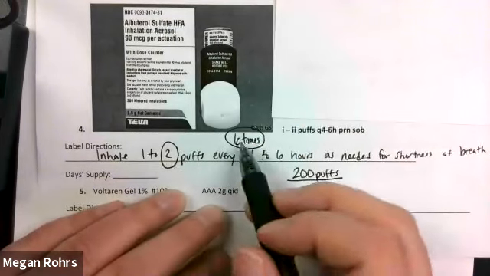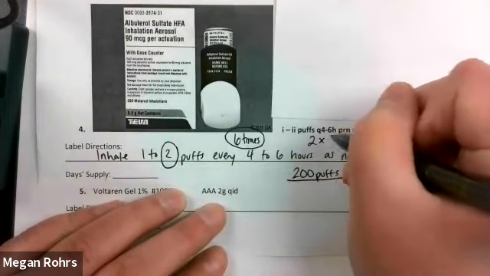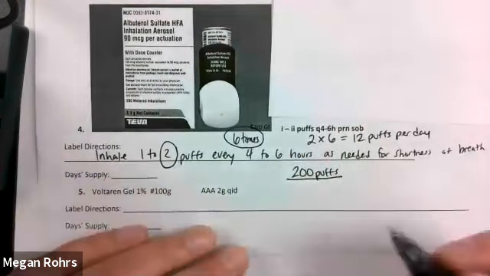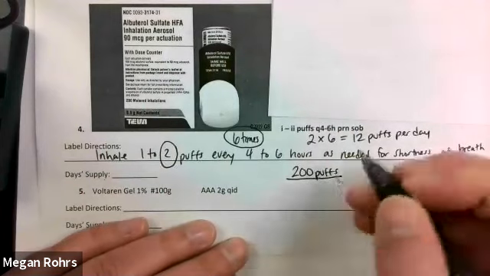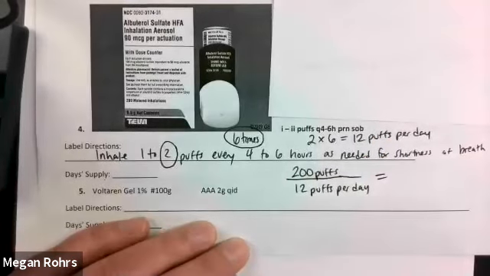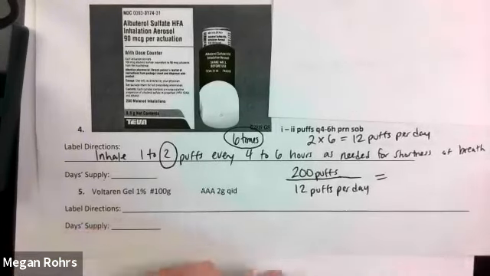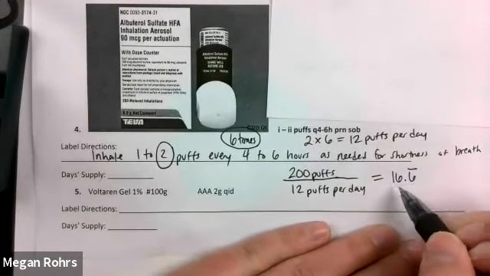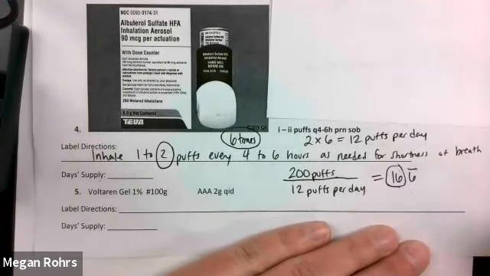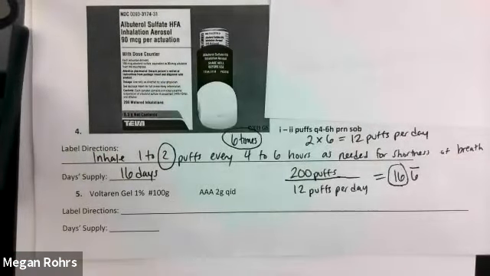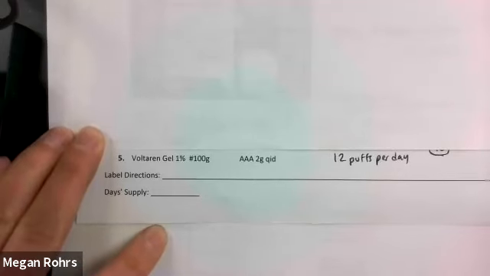If they're taking 2 puffs 6 times a day, 2 times 6 is 12 puffs per day. So quantity dispensed, 200, divided by quantity taken per day: 200 divided by 12 gives us 16.6 repeating. Even though this is more than 5, it's only lasting a full 16 days. So that is the day supply that we would submit to the insurance company. Okay, last example here. I'll cross that out so we don't get confused.